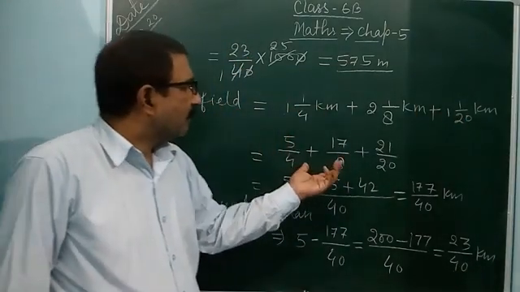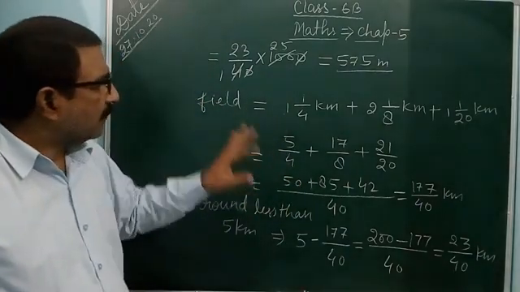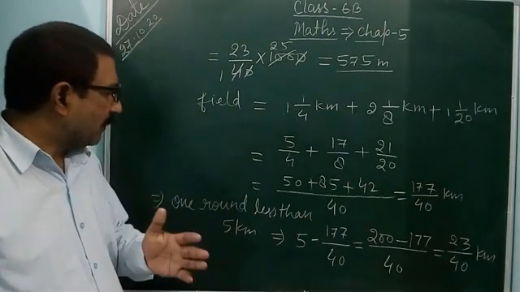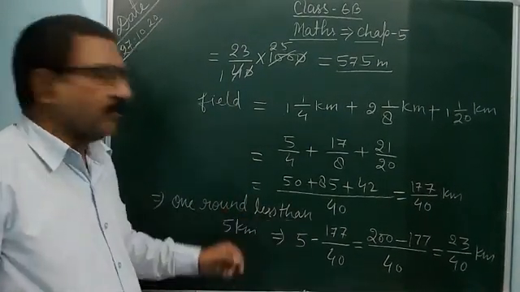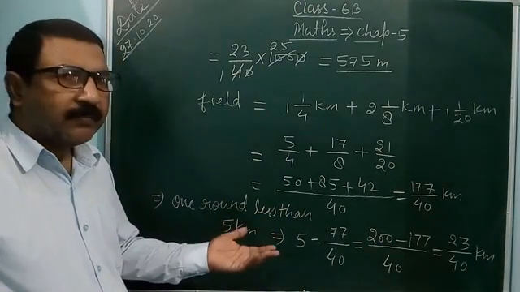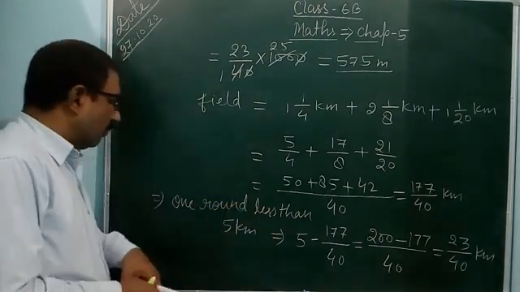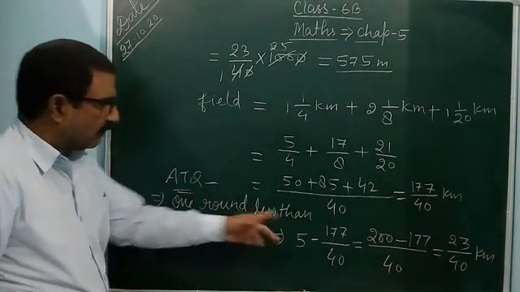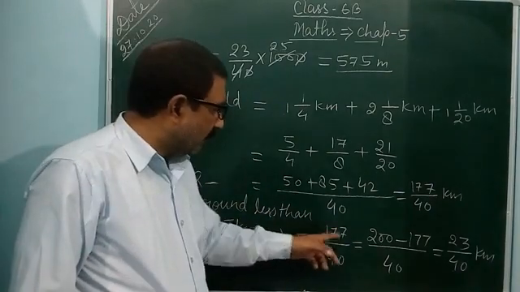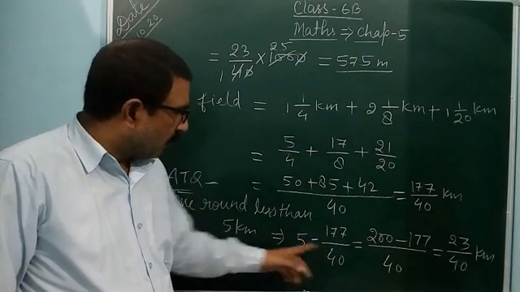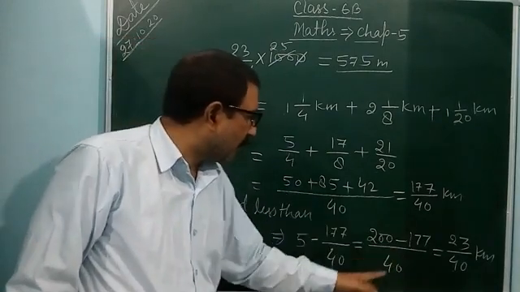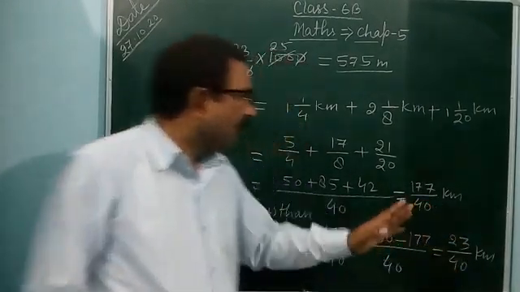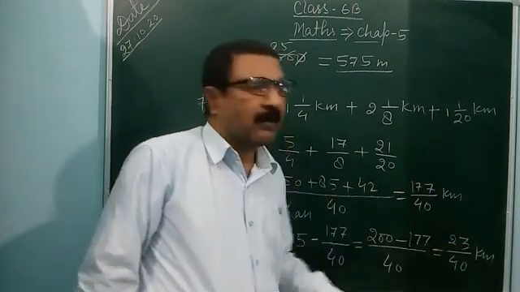After that, the sum of these fractions is 177 by 40 kilometer, the total distance in one round. But the question asks, one round less than 5 kilometer. According to the question, 5 minus 177 by 40. 5 times 40 is 200, 200 minus 177 by 40, so 23 by 40 kilometer. This is the correct answer.